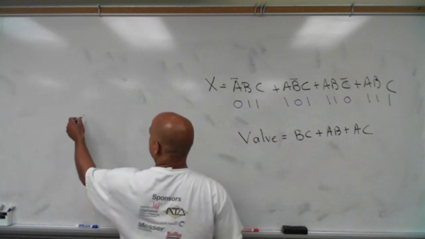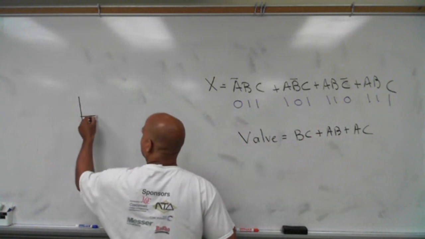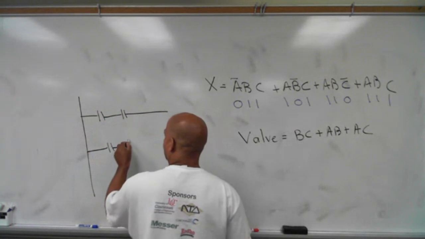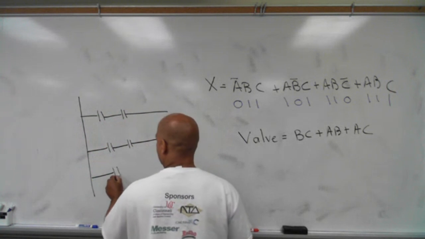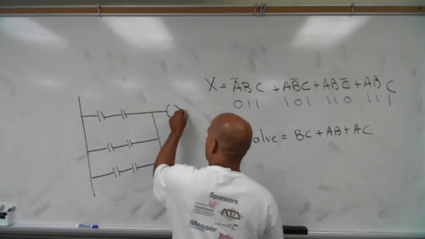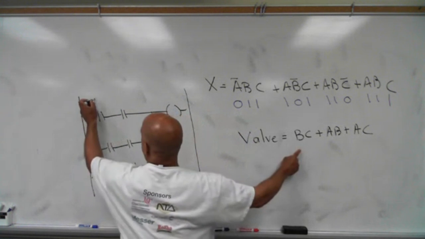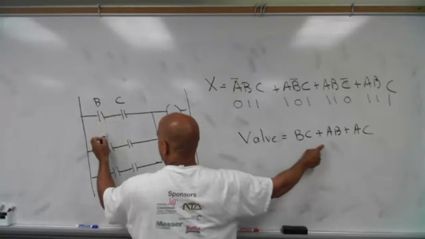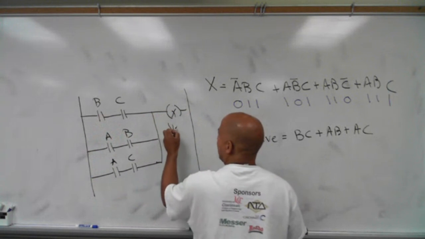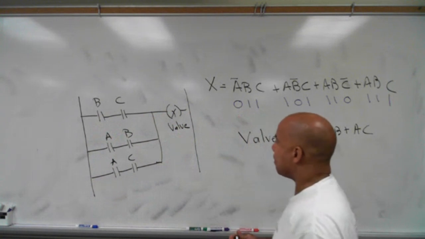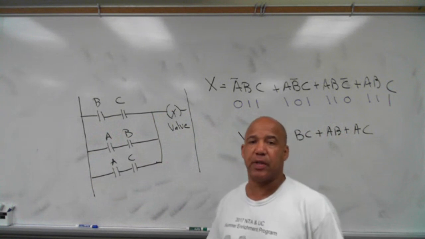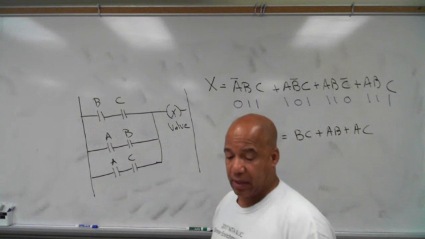So anyway, the program, you can see now, it's just BC, AB, AC, and there's my valve. And I think they tell you to implement your program in the PLC simulator. So put it in your simulator, design the program, and check it out.